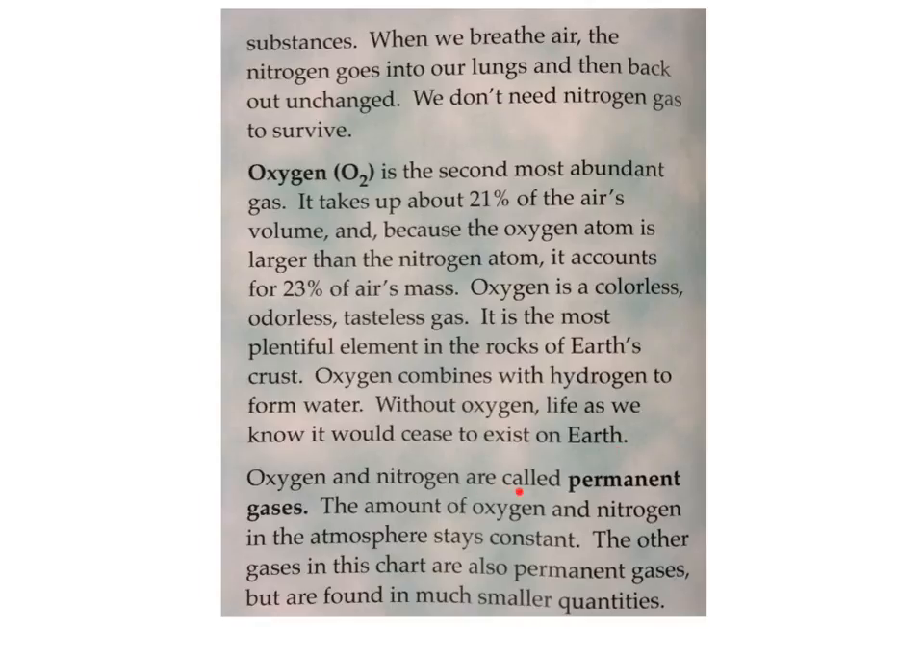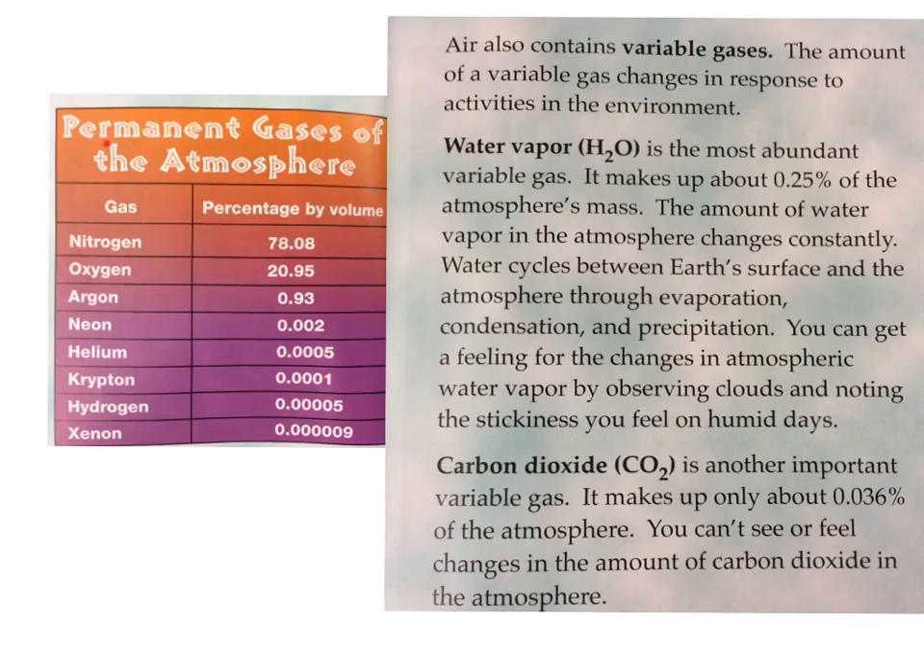Oxygen and nitrogen are called permanent gases. The amount of oxygen and nitrogen in the atmosphere stays constant. The other gases in this chart are also permanent gases, but are found in much smaller quantities. Permanent gases of the atmosphere: nitrogen, oxygen, argon, neon, helium, krypton, hydrogen, and xenon.